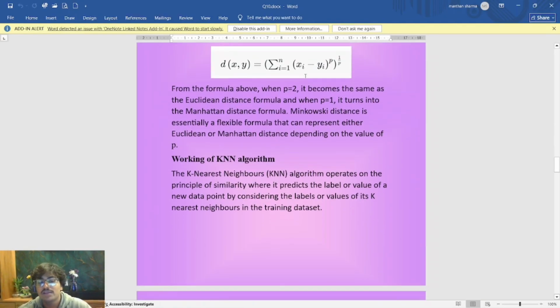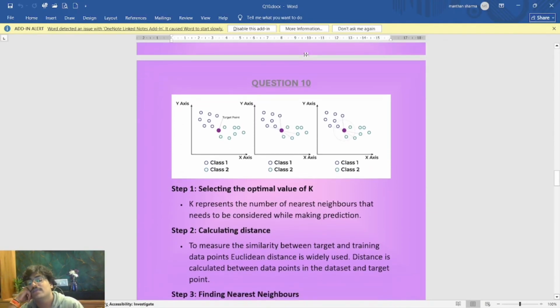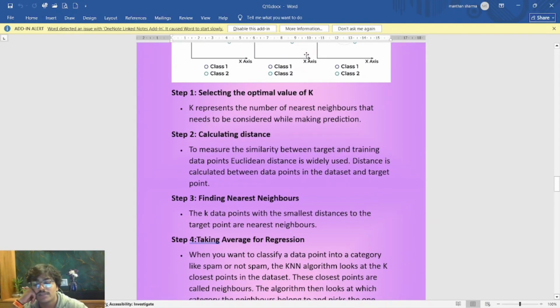So the steps of the KNN algorithm, or the working of the KNN algorithm, are: choose the value of k, calculate the distance between the target point and all other data points, and select the k points with the smallest distance. For regression, take the average of the neighbors' values; for classification, use majority voting.